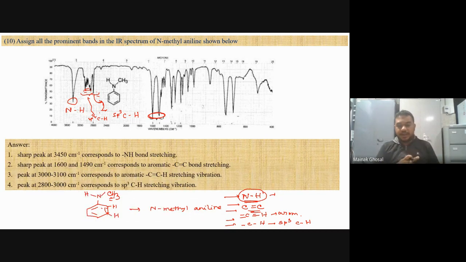You need a sharp peak at 3450 centimeter inverse due to NH, 1600 and 1490 due to aromatic CC, 3000 to 3100 centimeter inverse corresponds to aromatic CH stretching vibration, and also the peak at 2800 to 3000 centimeter inverse corresponds to sp3 carbon hydrogen. Okay, so any question up to now?